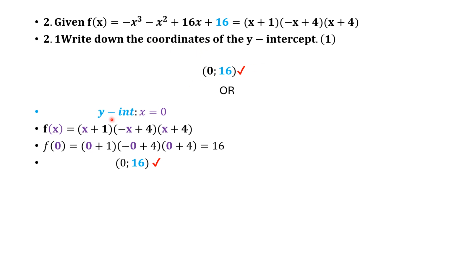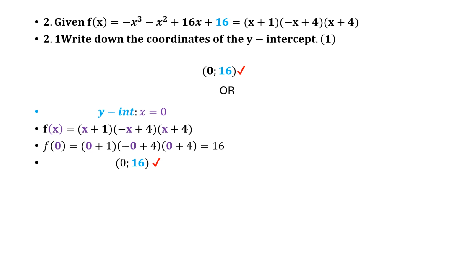Or I can say y-intercept, x equals 0. So wherever I see x, I'm going to place 0: 0 plus 1, 0 plus 4, 0 plus 4. Technically, I shouldn't write a negative there because 0 can't be negative. Alright, and it can't be positive either. So 1 times 4 gives me 4, 4 times 4 gives me 16. So my coordinate is 0 and 16. Alright, so 1 mark. So be clear on that.